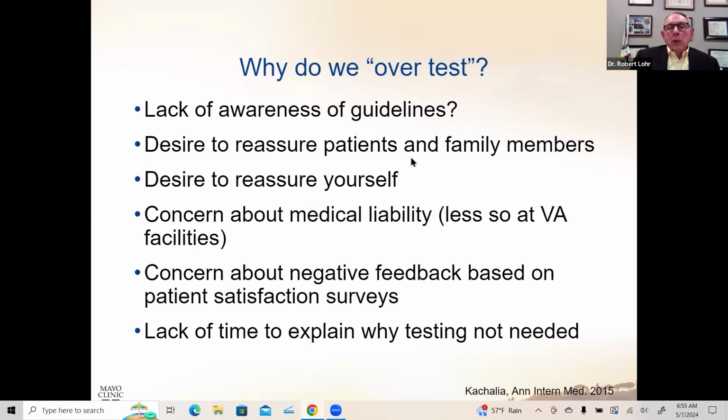Again, we want to be assured, and we want to make sure our patients and families are comfortable. So we want to do that. There may be a concern about medical liability. There can be concern about negative feedback on patient satisfaction surveys. We're all subject to those now. And as you know, if there are repeated issues, you get a knock on the door from your boss or your medical director, and they say, let's talk about this. So that can be an issue. We also don't have time to do the explanation of why the test isn't needed, which can be a lengthy discussion, and even if we do it, the patient may be unhappy.